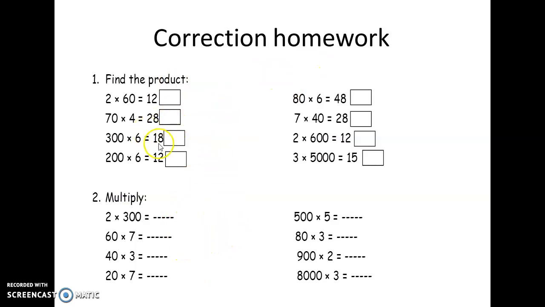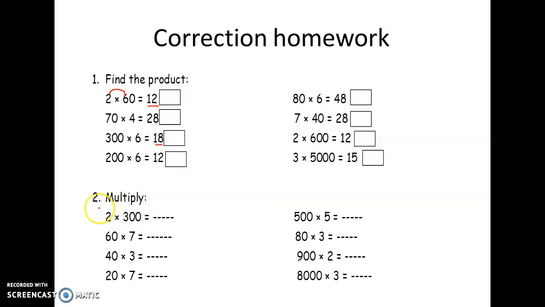Now, this is the homework, guys. This is the worksheet that you have to do. Number 1, you need to put only the number of zeros, because 6 times 2, 12, they put the answer. Just put the number of the zeros in the box. 7 times 4, 28. 3 times 6, 18. So in number 1 only, you have to write the number of the zeros.